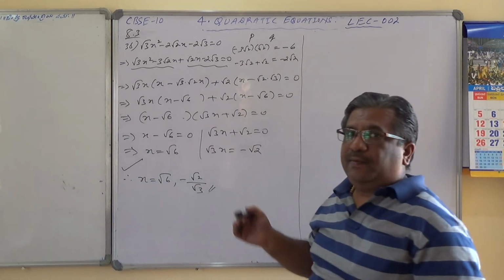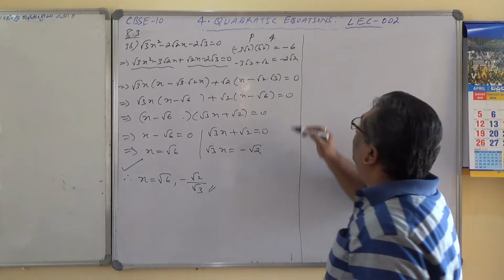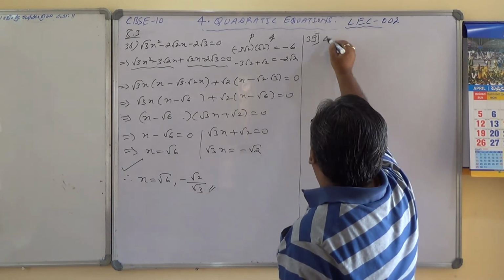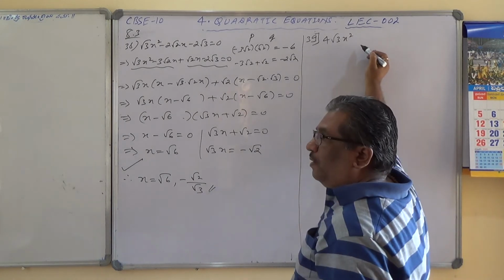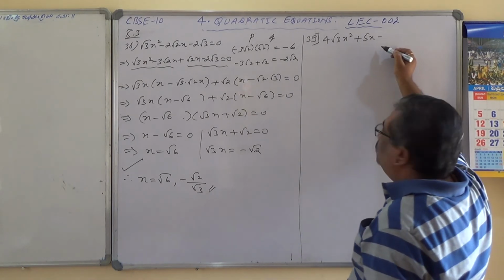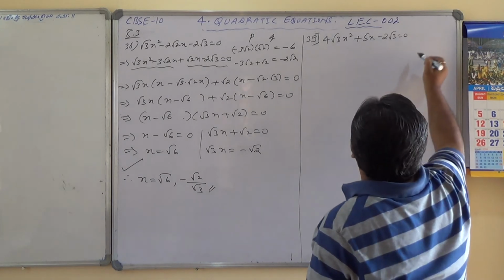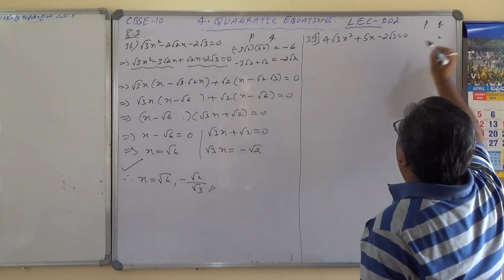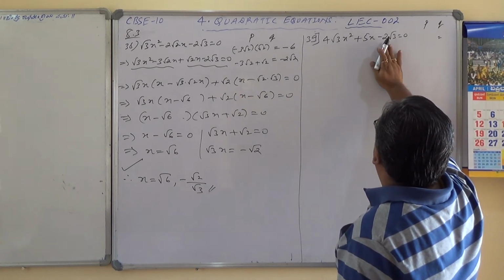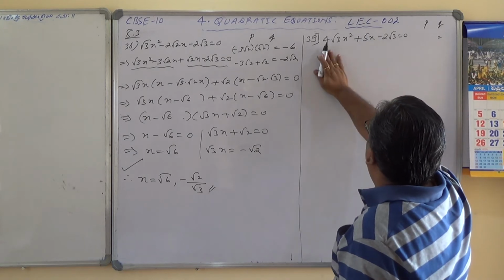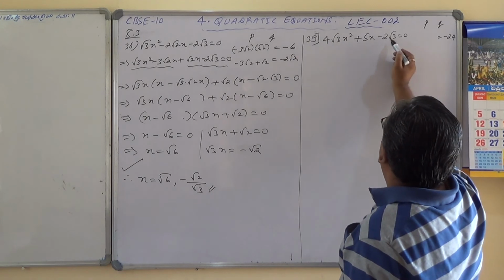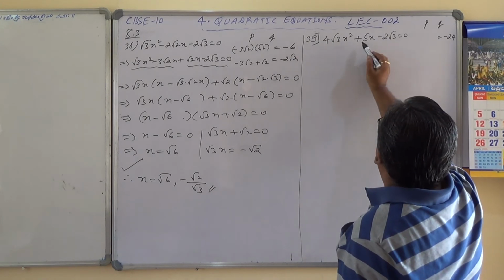I hope you are able to understand all this. 39th one. 4 root 3 x square plus 5x minus 2 root 3 equals 0. I require p and q such that, root 3 into root 3, 3, 3 into 2, 6, 6 into 4, 24, minus 24. Check it, root 3 into root 3, 3, 3 to the 6, 6 into 4, 24, plus 5 here.